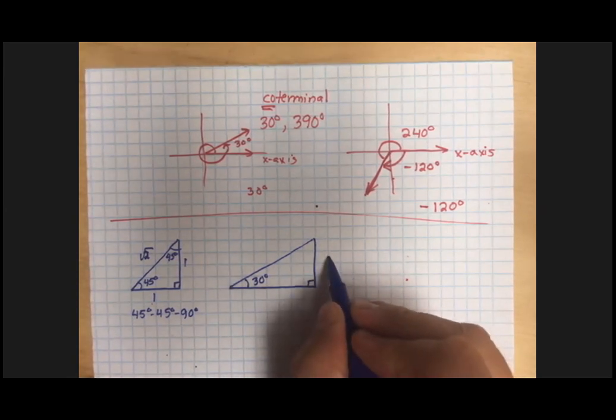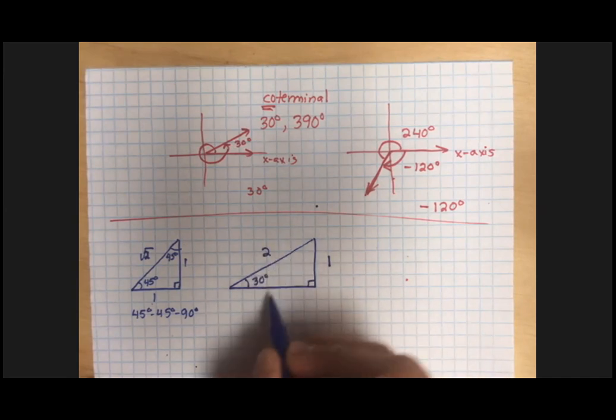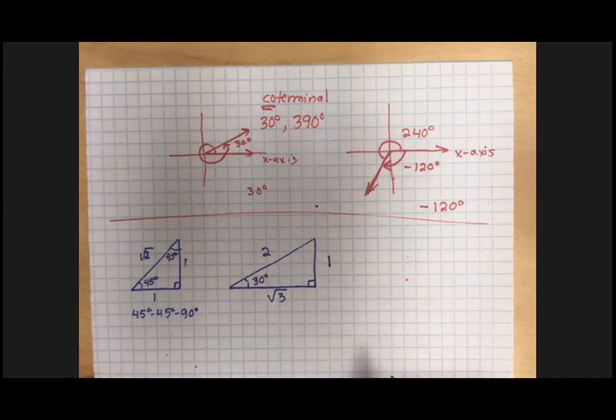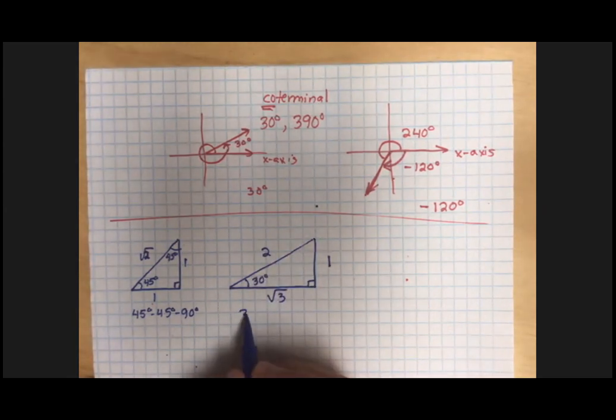But I want you to remember this ratio. 1 for the short leg, twice as long for the hypotenuse, √3 for the long leg. That tells you how to navigate back and forth between the sides. This is the 30, 60, 90 triangle.